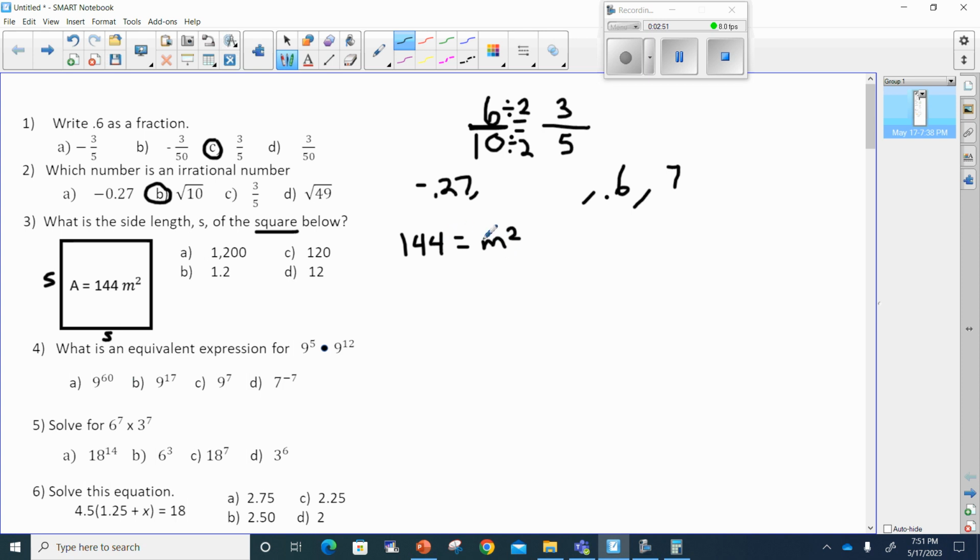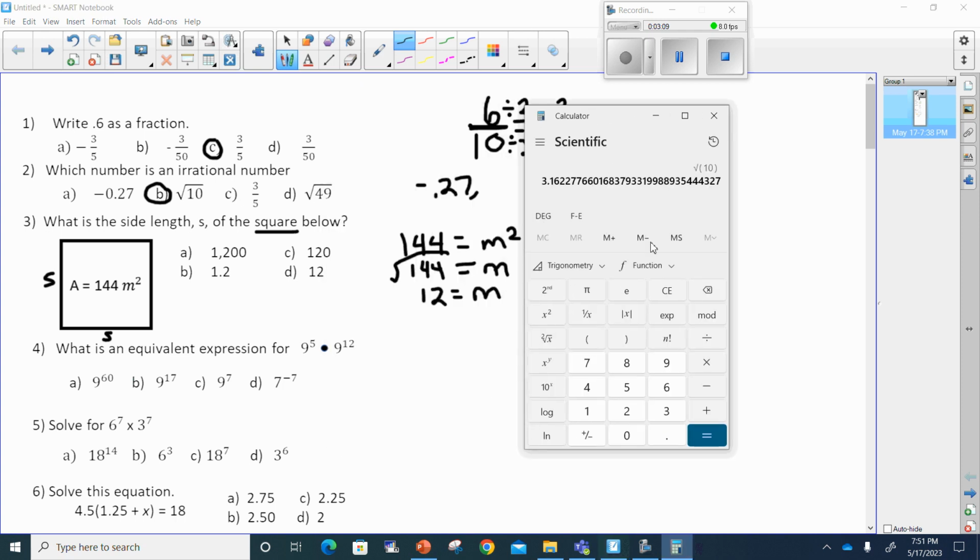I think everybody knows what the answer is, but the proper way to do it in math is to get rid of the square and put the square root sign over 144. And that's going to be 12. And we can double check that. Fairly certain that I'm right about that. 144 square root is 12.